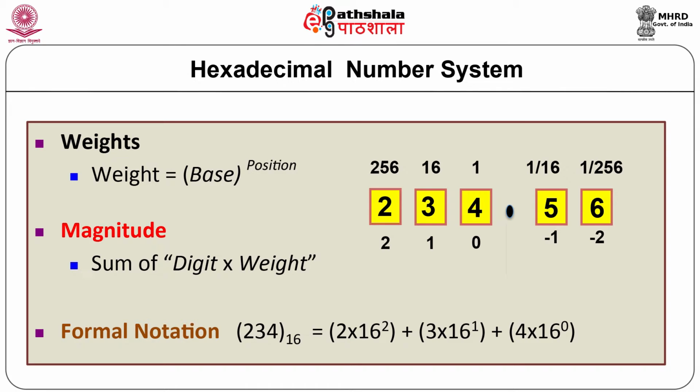The fractional part can also be represented in the hexadecimal system. In the hexadecimal number system, the weights of each digit increase by a factor of 16, that is 1, 16, 256 and so on, as we move towards the left. Similarly, it decreases by a factor of 16, that is 1 over 16, 1 over 256 and so on, towards the right.